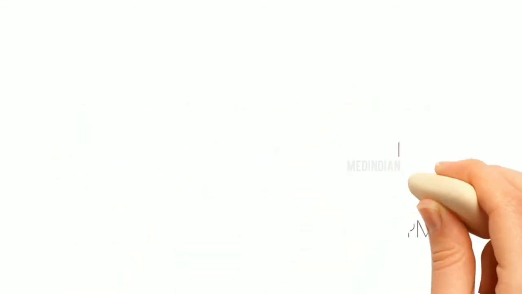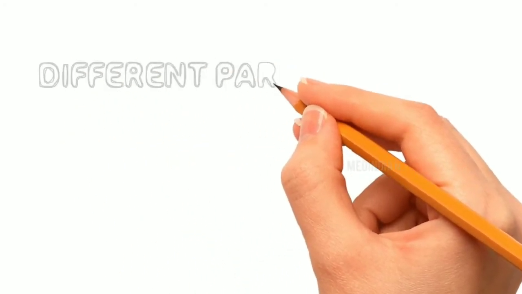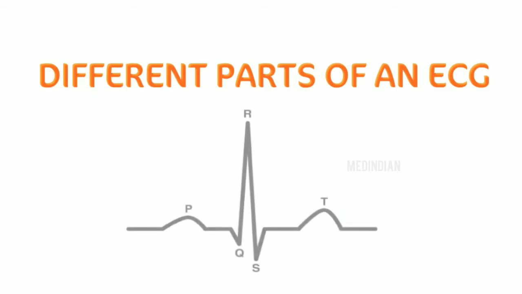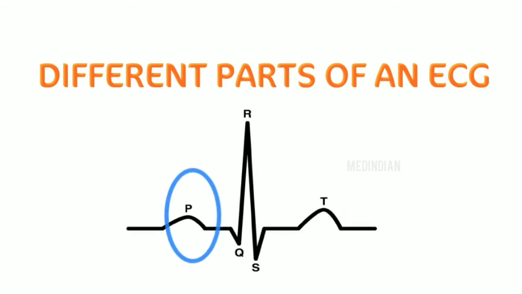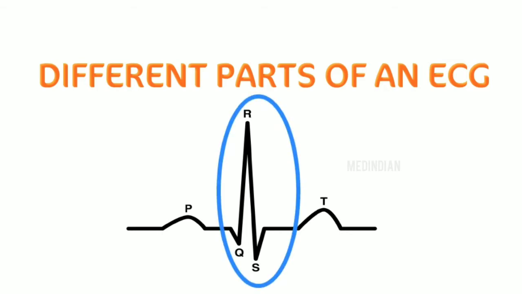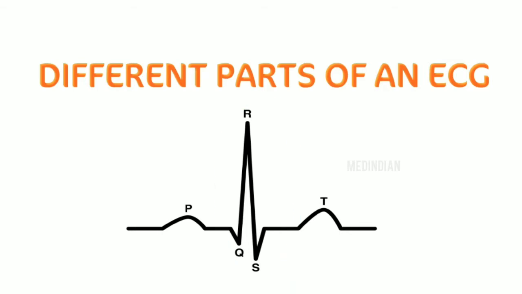Now let's move on to ECG interpretation. First of all, let's discuss the different parts of an ECG. We have a small bump at the beginning, which is the P wave, and next is a tall structure, which is the QRS complex, and the last bump is the T wave.